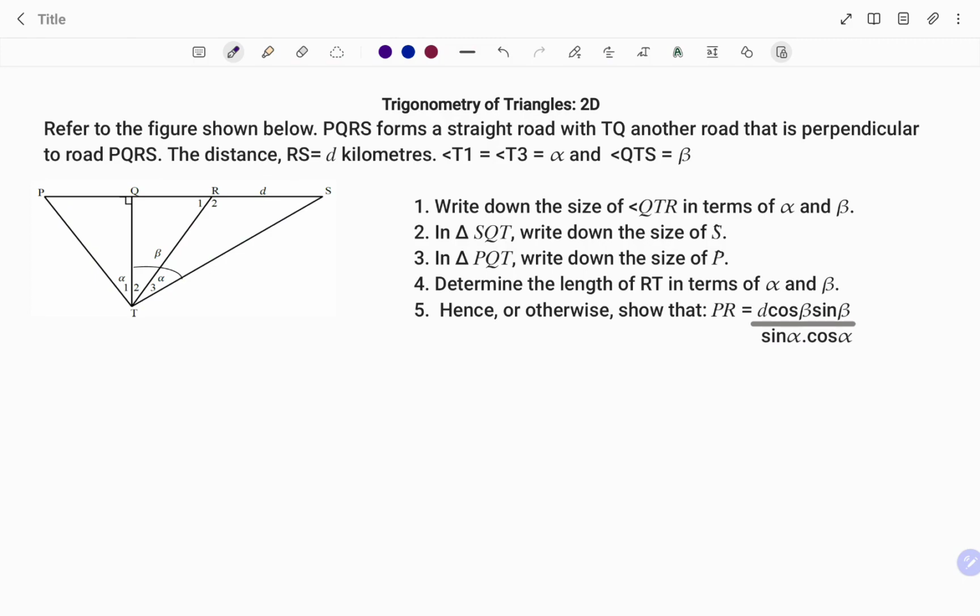Refer to the figure shown below. PQRS forms a straight road with TQ, another road that is perpendicular to the road PQRS. The distance RS is equal to d kilometers. Angle T1 is equal to angle T3, which is equal to alpha, and angle QTS is equal to beta.